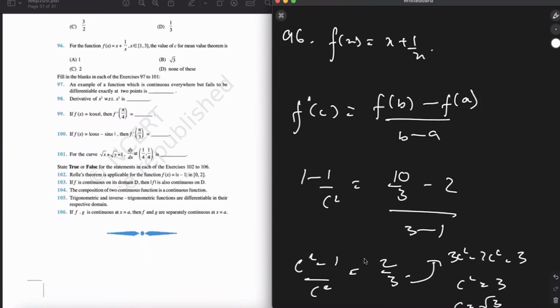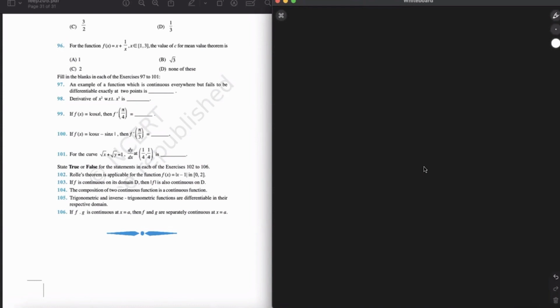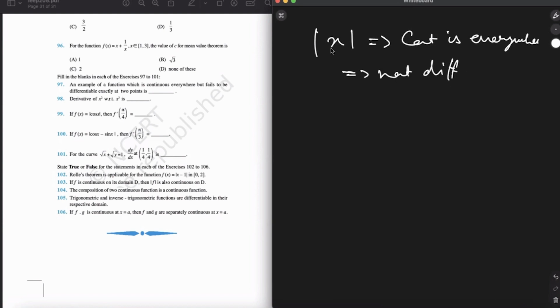Now, what do we have? Okay, 97. Fill in the blank type questions. An example of a function which is continuous everywhere but fails to be differentiable exactly at 2 points. Okay, at 2 points it must be. Simply think of it like this. We have taken so many examples. We've seen that the mod function is continuous everywhere, but it is not differentiable when whatever is inside is equal to 0.